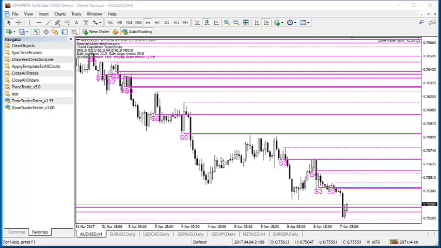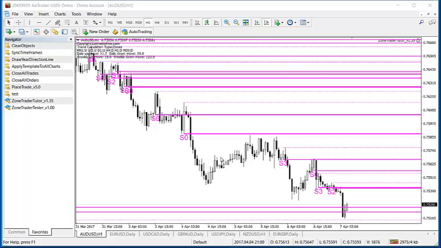This is lesson number 2 of a short series that I'm producing on how to start using my expert advisor known as Zone-Trader Tutor. Now, if you looked at the last lesson, you'd have already understood how to create templates and to drop the expert advisor onto your chart. So I will assume that that knowledge is already there. If not, please go back and review that lesson.